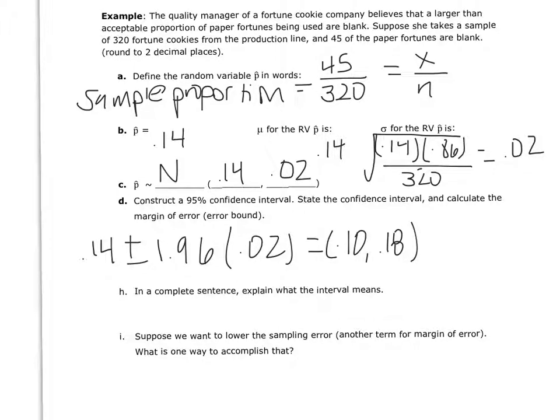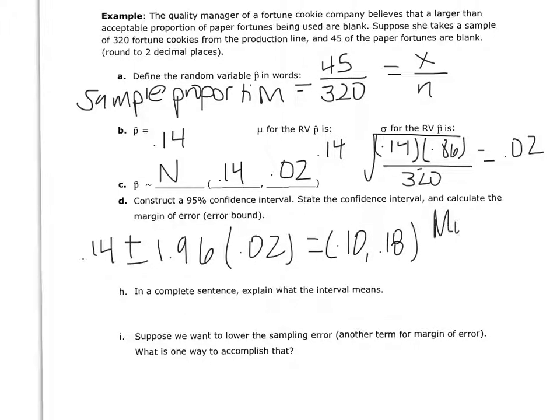Hopefully you're noticing that all of our confidence intervals for proportions are going to be decimals, because a proportion has to be somewhere between 0 and 1. So if you get something that's less than 0 or over 1, we want to look at that and see if something has gone wrong.